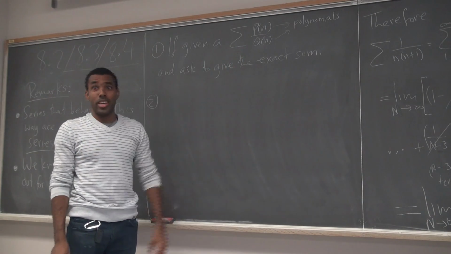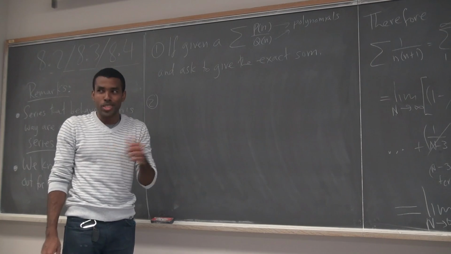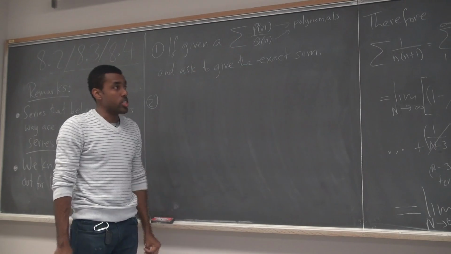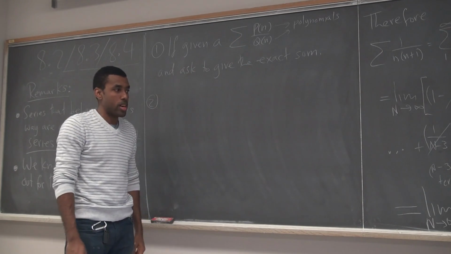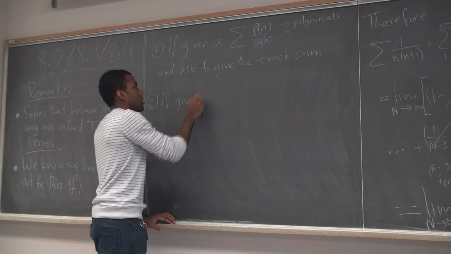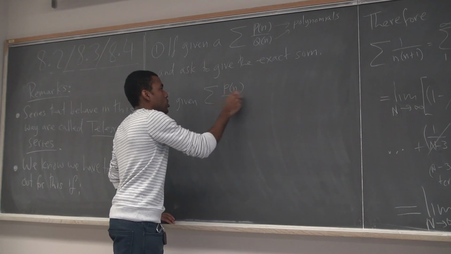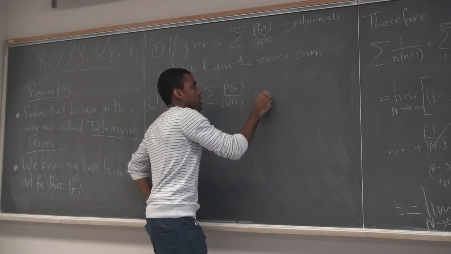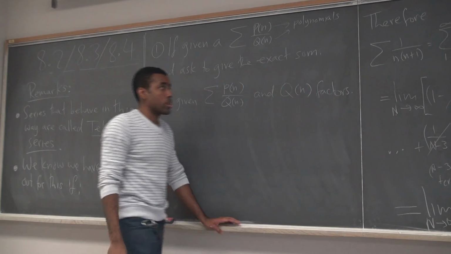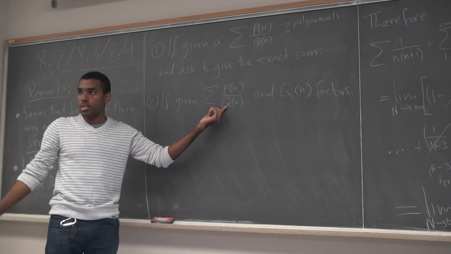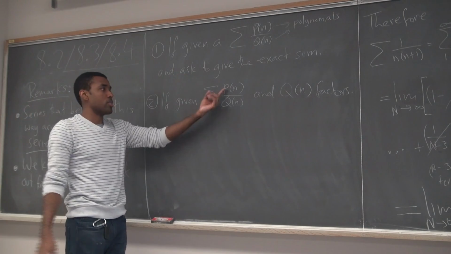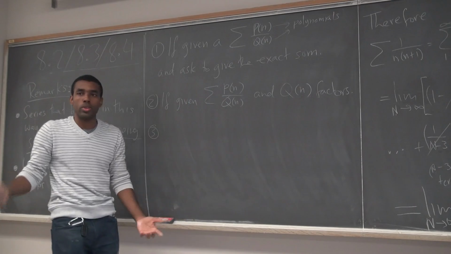So if someone gives you something like this and says, hey, calculate it, it means this particular one is easy to calculate, right? And one of the easiest ways to do something like this in general is to split it into partial fractions, right? Two is if given the series of P of n over Q of n and Q of n factors. That might be something else that you want to look out for. Because once your denominator factors, you can split into partial fractions. And of course, all the rules of partial fractions apply. You have to look at the degree of P, make sure it's smaller than the degree of Q, etc.